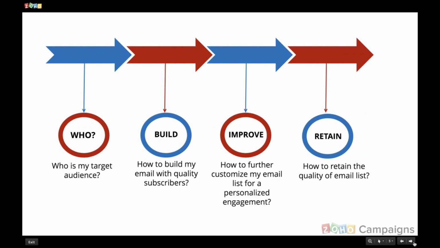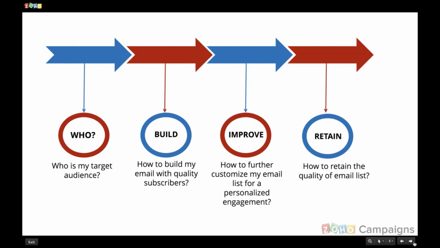And the next process is to retain the quality of your email list. Now, after understanding how to build your email list and how to improve your email list, you have to ensure that all the hard work you have put into building that email list is retained, right? So in this part you will understand how to retain the quality of your email list. That's the last and the most important step, which is to retain the efforts that we are going to take now, right?